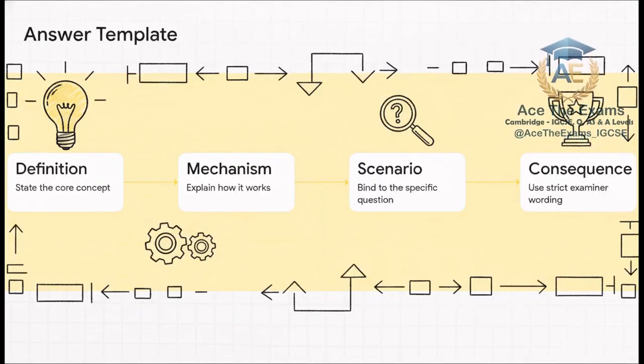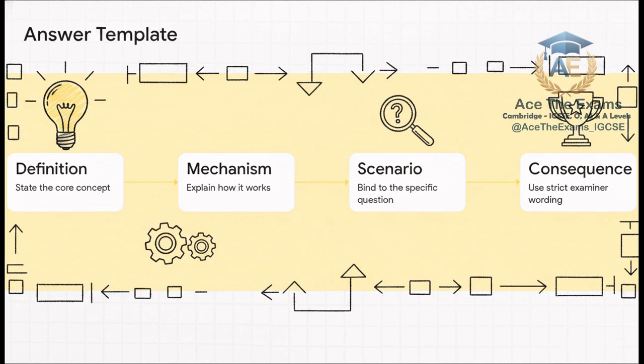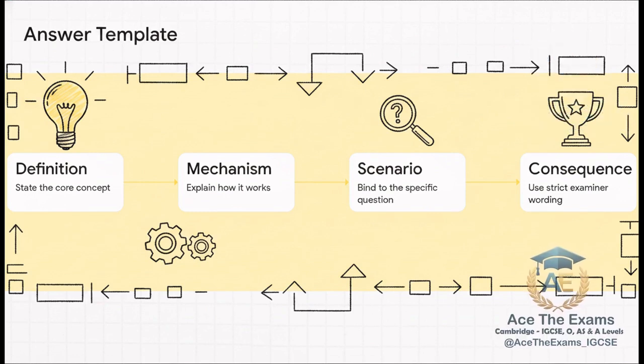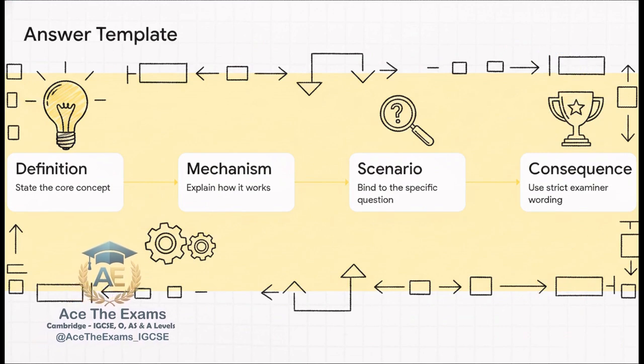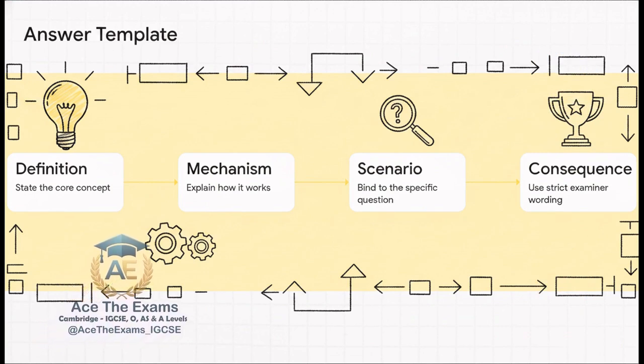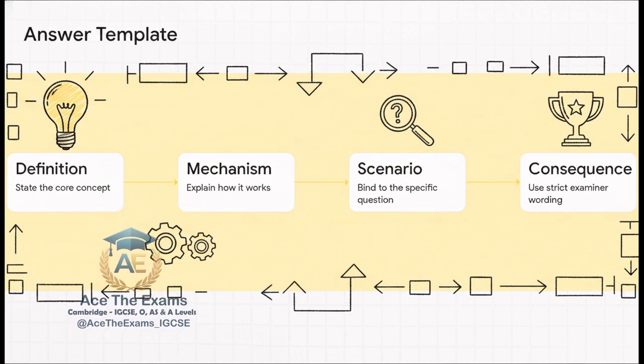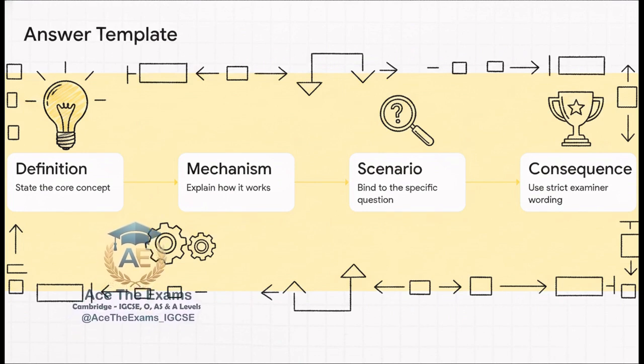Now, what's really interesting about this is how we fix it. If you want those high marks, you need the ultimate answer upgrade template. It goes like this. First, state the definition or concept. Second, explain the mechanism of how it works. Third, bind it tightly to the scenario example provided in the question. And fourth, state the consequence or advantage using precise examiner wording.